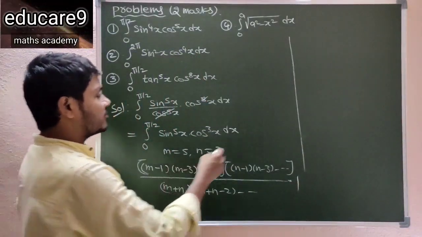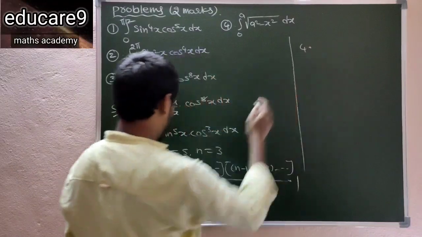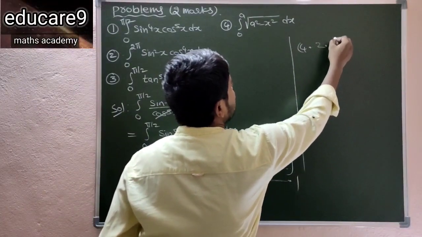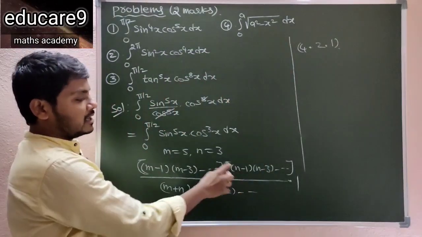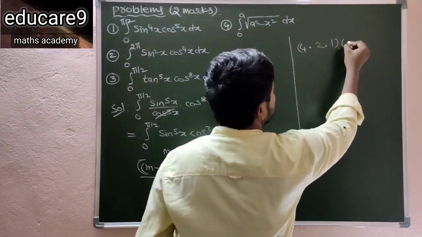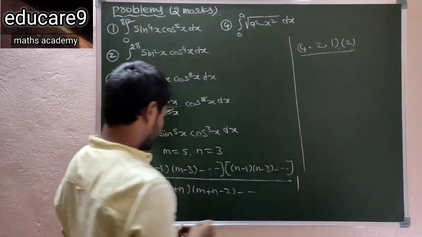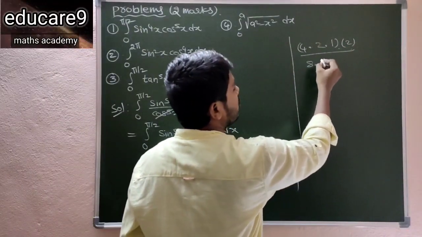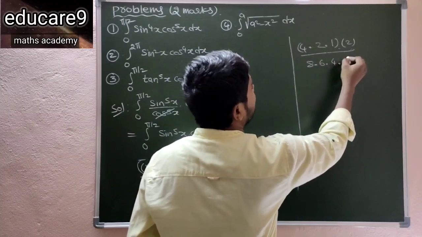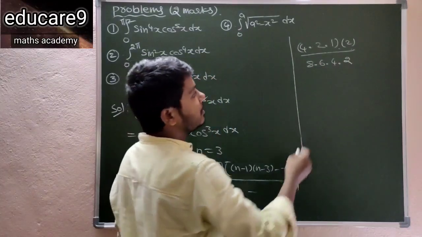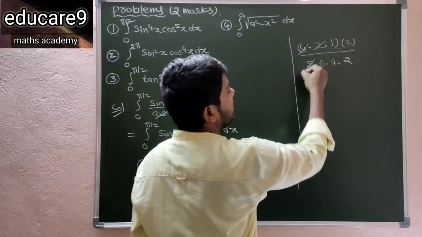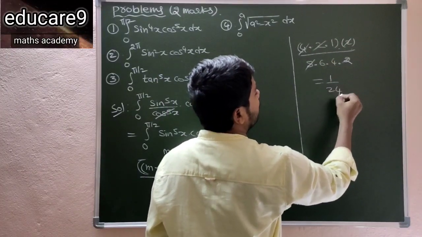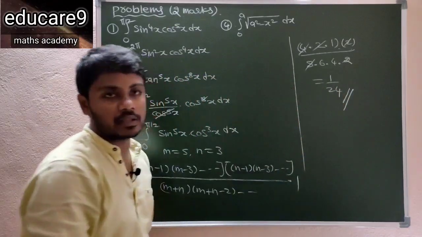m − 1, that is 5 − 1 is 4, and 5 − 3 is 2. Next one, 5 − 4 is 1. Next n − 1, 3 − 1, that is 2. So divide by m + n, 5 + 3, 8. 8 − 2, 6. Next 4, next 2. So clearly 4 into 2, 8. Here 8 gets cancelled, 2 2 get cancelled. You will get 1/24. So this is the required answer.